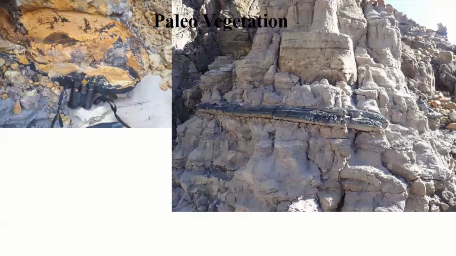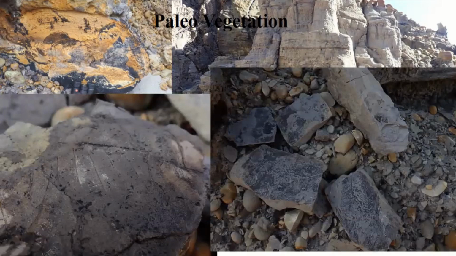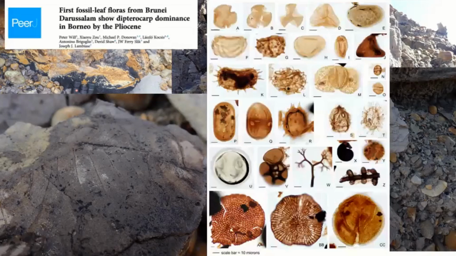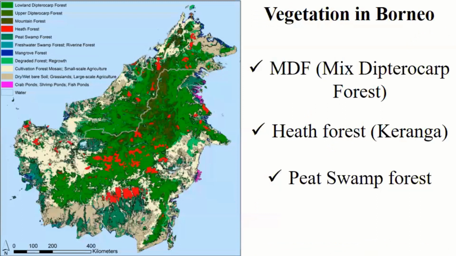And here you can see leaves, leaves all over the place in this specific site. And then they found lots of pollen and obviously lots of macrofossils, showing that during the Pliocene, the vegetation of that specific site was the same as today. Nothing much has changed since. Fine. So let's go to the heath forest.